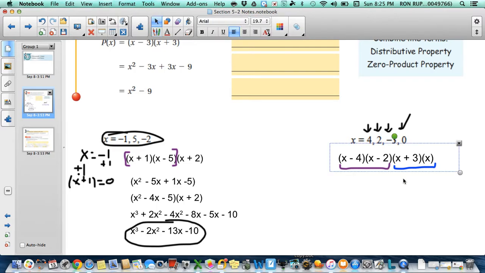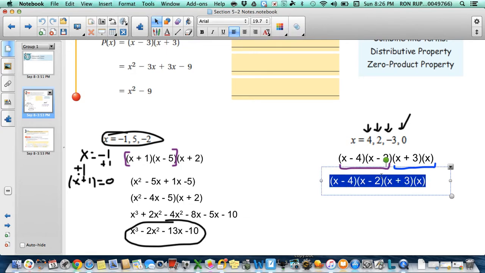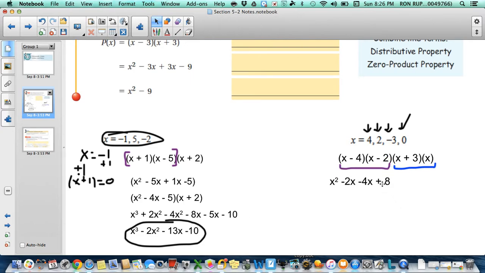So, whoa, why did it go up there? So let's check it out. X times x is x squared. And x times -2 is -2x. And -4 times x is -4x. And -4 times 2 is +8. And so we have that one.